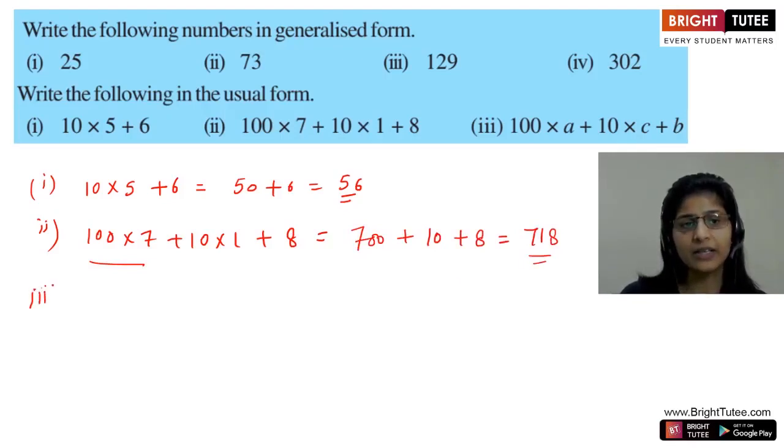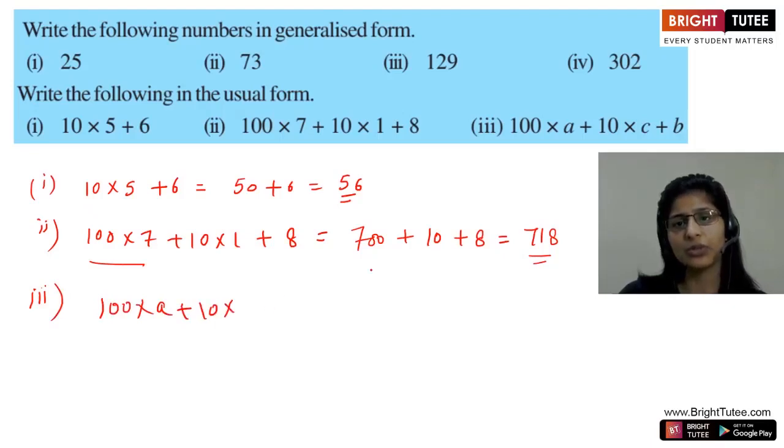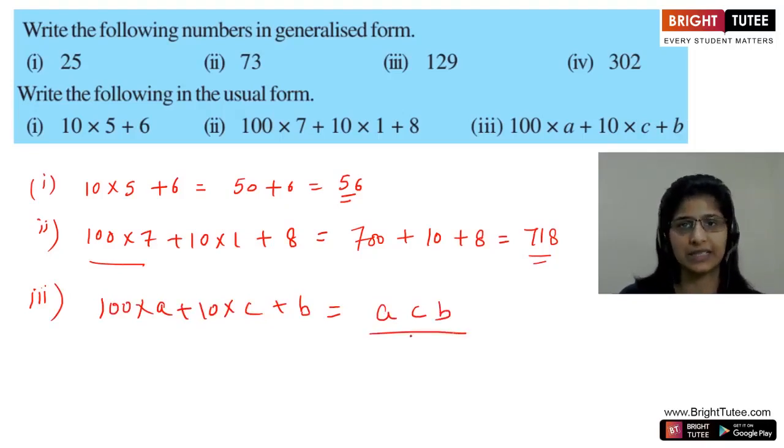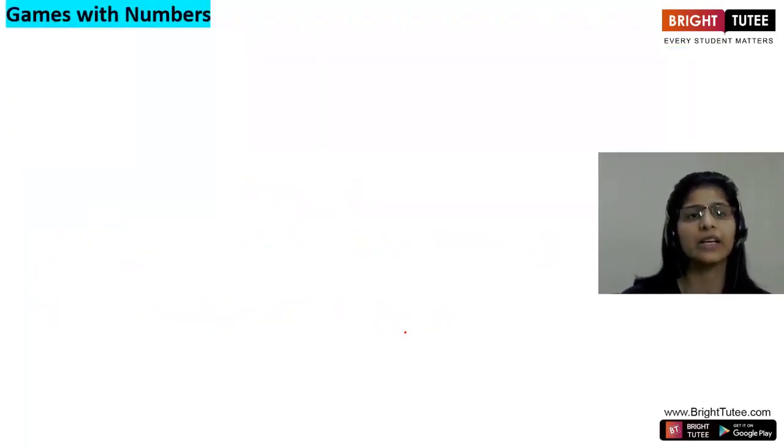In the third part, we are given 100 into A plus 10 into C plus B. So the first digit is A, the second digit is C and the third digit is B. So ACB is the 3-digit number, right? So this is how we express numbers from generalized form into the usual form, right? Moving ahead, we are going to do a game with numbers.